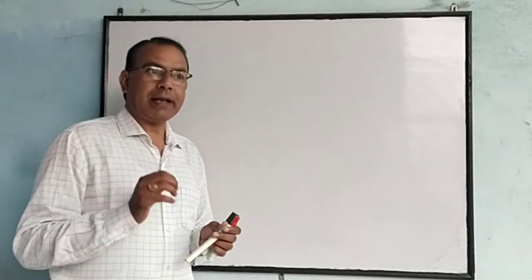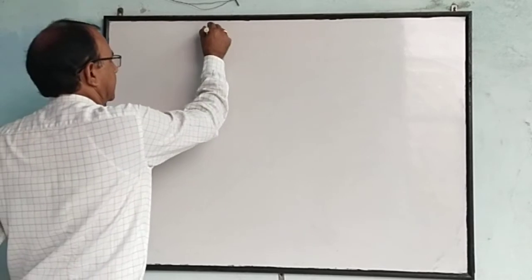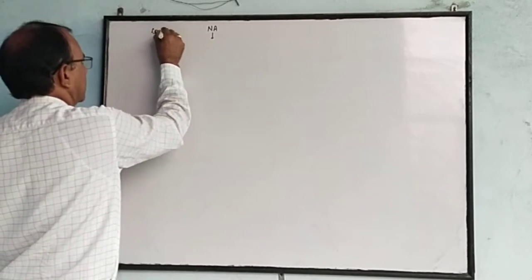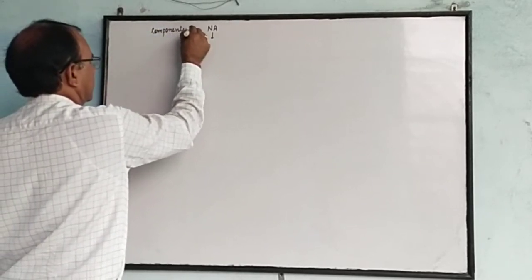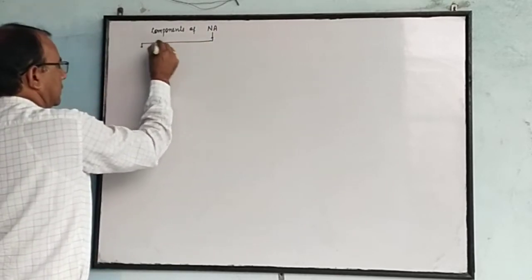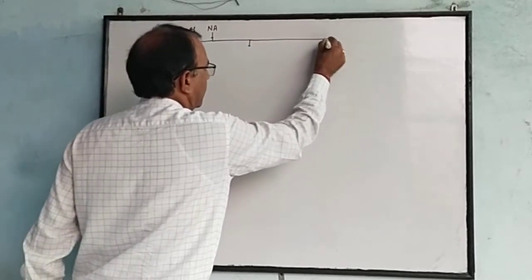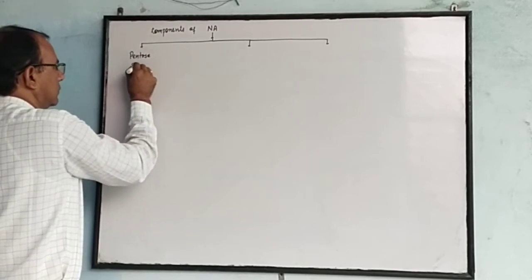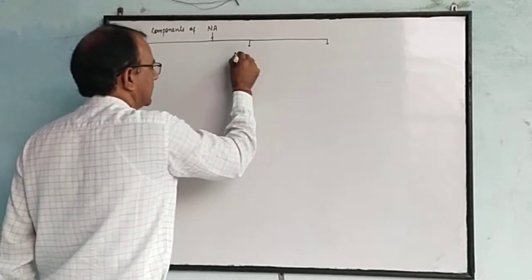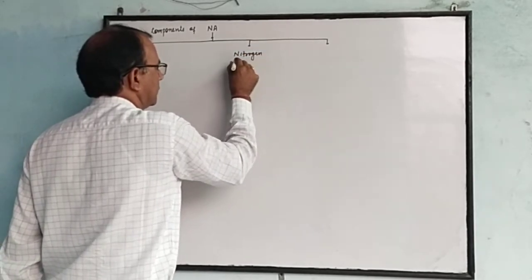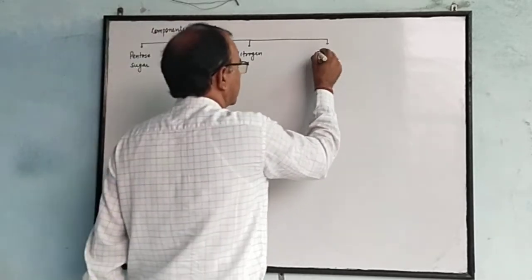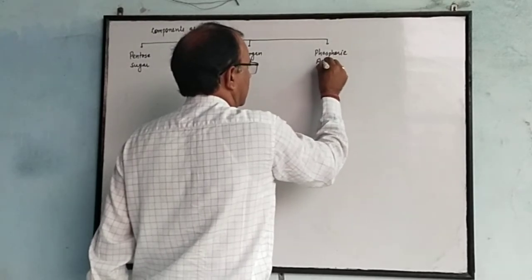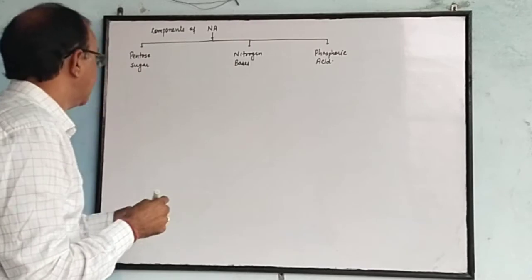And then nucleic acid. What are the components of nucleic acid? There are three components of nucleic acid: pentose sugar, nitrogen base, and phosphoric acid. These are the three components of nucleic acid.